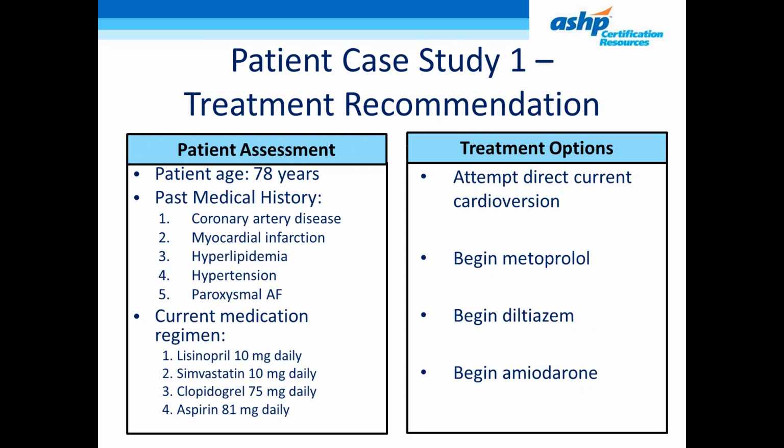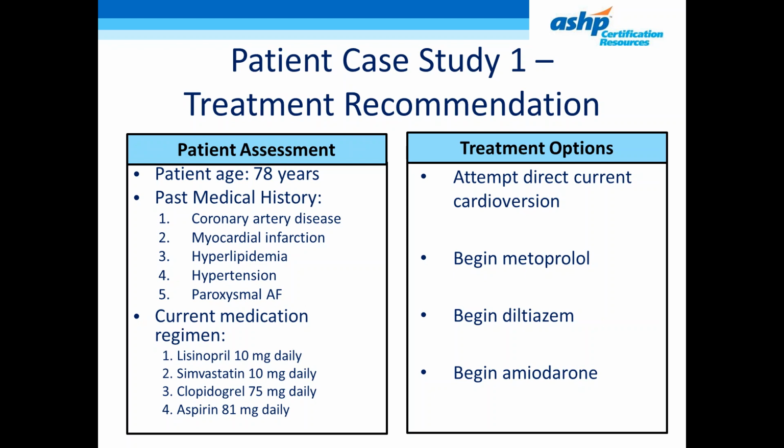Direct current cardioversion would not be appropriate in this case because the patient is stable. The patient is hemodynamically stable, has a normal blood pressure, and essentially a normal heart rate. Direct current cardioversion, which we will further discuss, really should be reserved for those patients that are hemodynamically unstable that fall into the emergency treatment category. The other treatment options were metoprolol, diltiazem, and amiodarone. While amiodarone does offer some rate control in atrial fibrillation, it is typically reserved for use as a rhythm control strategy. At this point, it doesn't appear that the patient would benefit from a rhythm control strategy.